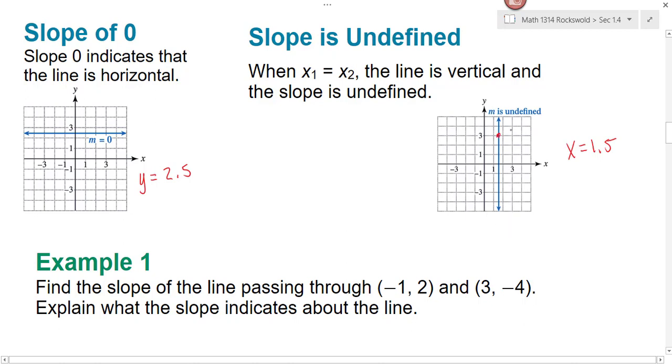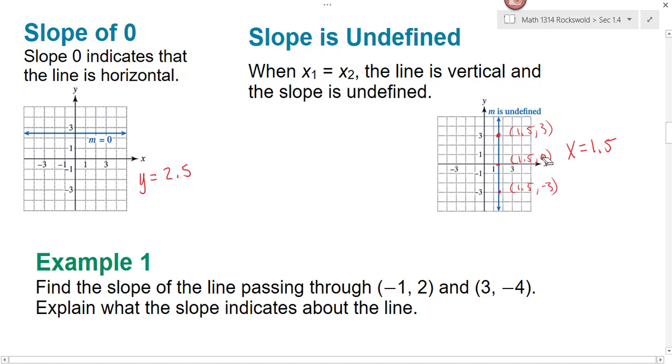So I have these points on this graph: (1.5, 3), (1.5, 0), (1.5, -3). Notice x is always this constant.